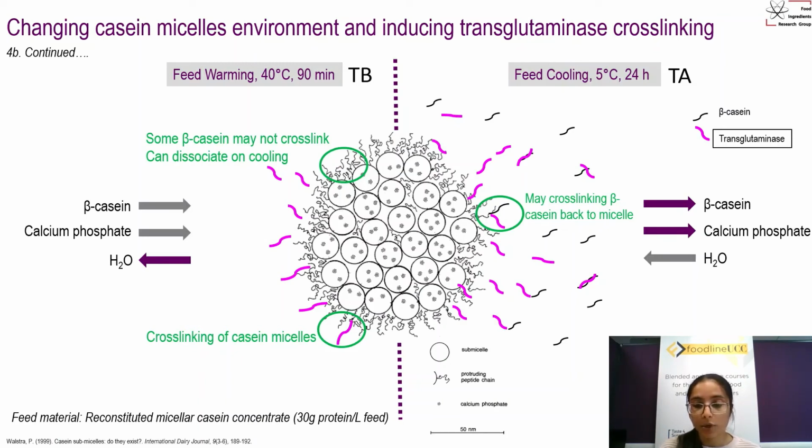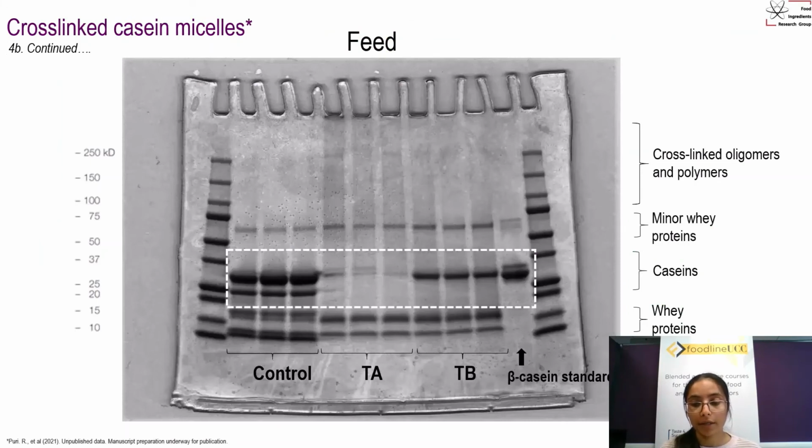And second possibility is that the enzyme will cross-link monomers while they are in serum phase. This will also change their mobility and structure so they cannot return to the micelles and remain available in the serum. So here we see the protein profile of control feed and cross-link feed. It is evident here that cross-linking has taken place in both TA and TB feeds, which means cooling feed and warming feed.